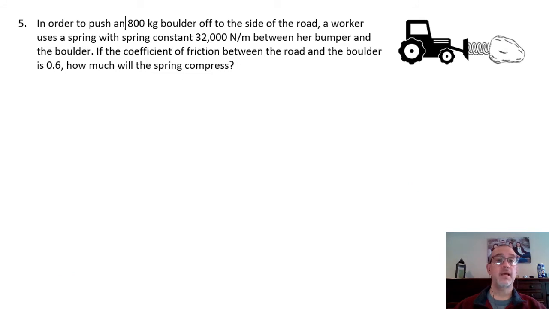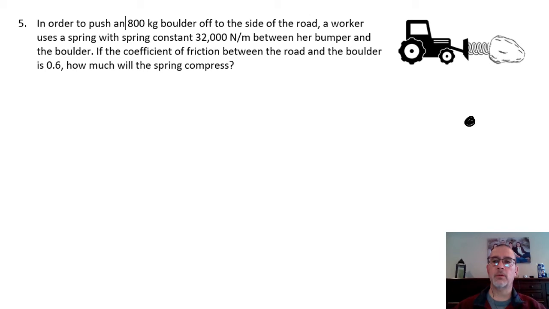This next problem says, in order to push an 800 kilogram boulder off to the side of the road, a worker uses a spring with a spring constant of 32,000 newtons per meter between her bumper and the boulder. If the coefficient of friction between the road and the boulder is 0.6, how much will the spring compress? Well, that sounds kind of complicated, so let's start off by drawing a free body diagram of the boulder.